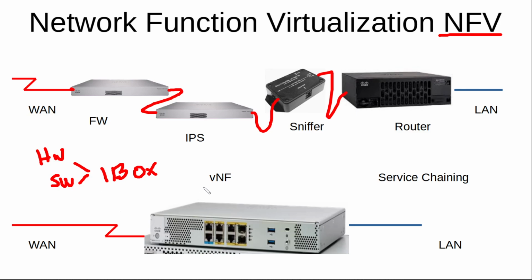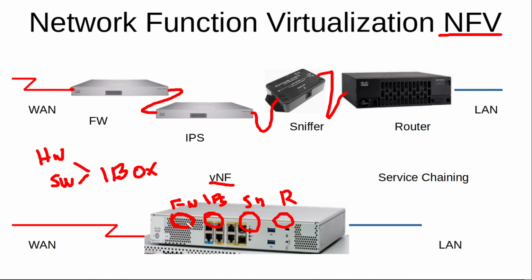In this case, the actual network functions that each of these devices will do will be performed by VNFs, or virtual network functions. So you will install a VNF in order to perform the functions of a firewall, another VNF that will perform the functions of an IPS, another VNF that will perform the functions of a sniffer, and another VNF that will perform the functions of a router, among many other network functions that make sense in order to deliver one of these services.